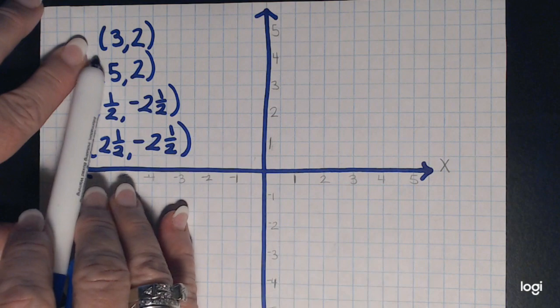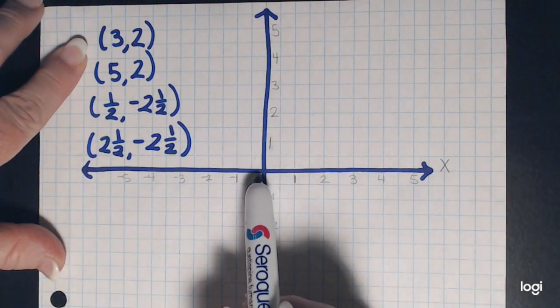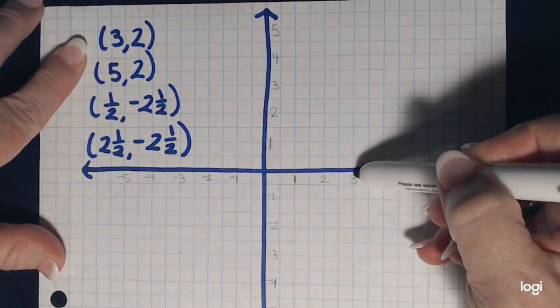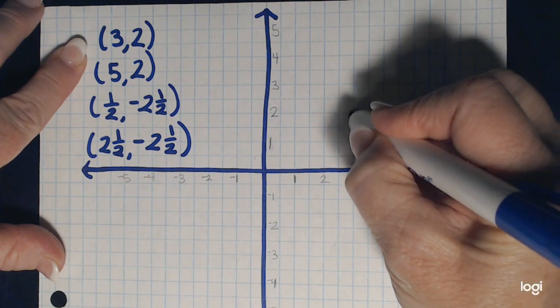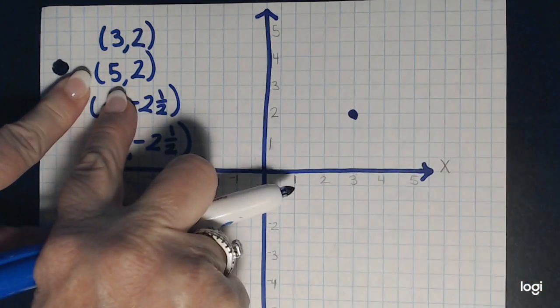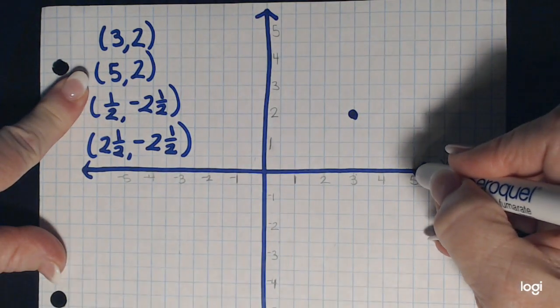So let's notice we're going to do 3, 2. So I'm going to go over to 3. There's my 3, up 2. There's my first dot. My next dot says over 5, up 2.